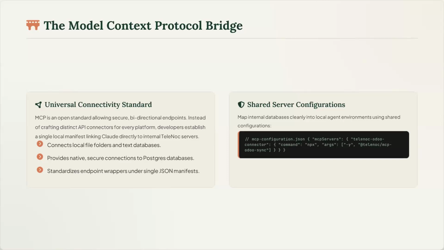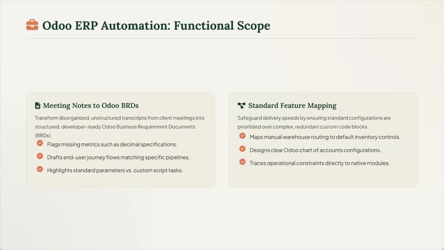There is a universal connectivity standard if I'm going to connect an MCP to one source from my side, and there are shared server configurations if we're going to connect Claude to a shared server, like to Odoo.sh or something. I tried to put the most use of Claude in the Odoo ERP automation functional scope. As an example, we can use it for meeting notes for Odoo BRDs, transforming disorganized transcripts from client meetings into a structured, developer-ready Odoo business requirement document.